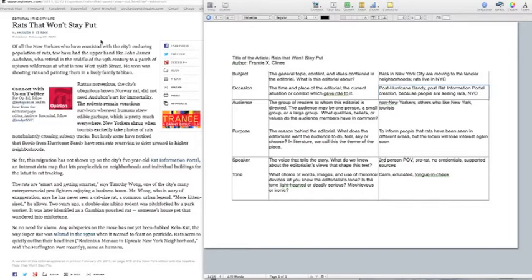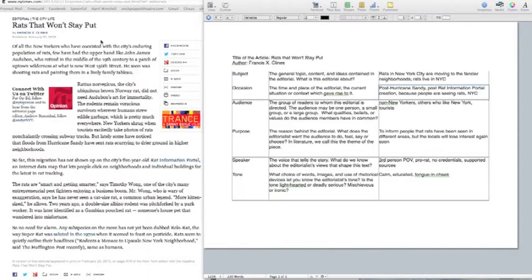Any subspecies on the move has not yet been dubbed the relo rat, the way super rat was saluted in the 1970s when it seemed to feast on pesticide. Rats seem to quietly outlive their headlines, such as, quote, rodents a menace in upscale New York neighborhood, said the Huffington Post recently. Same as humans.